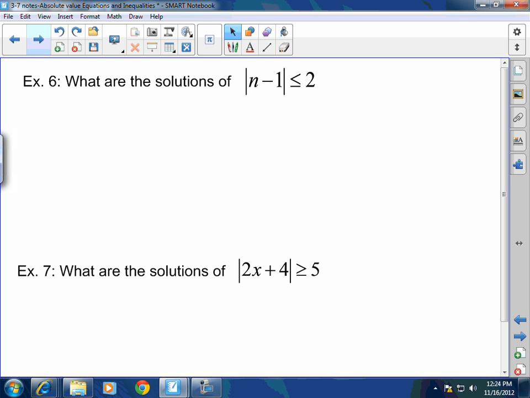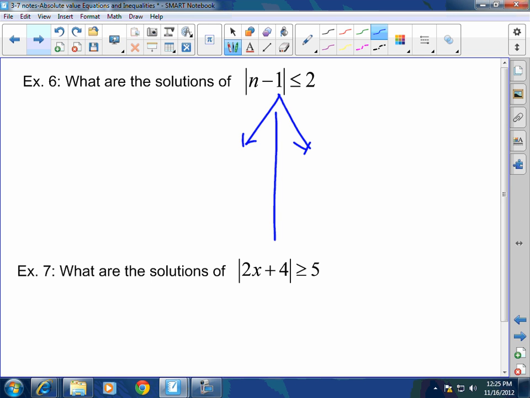Okay, now, inequalities. Same exact procedure. In this case, the absolute value is alone. So I go to my positive side and my negative side. Positive, mirror image. N minus 1 is less than or equal to 2. Negative side. N minus 1 is greater than or equal to negative 2.